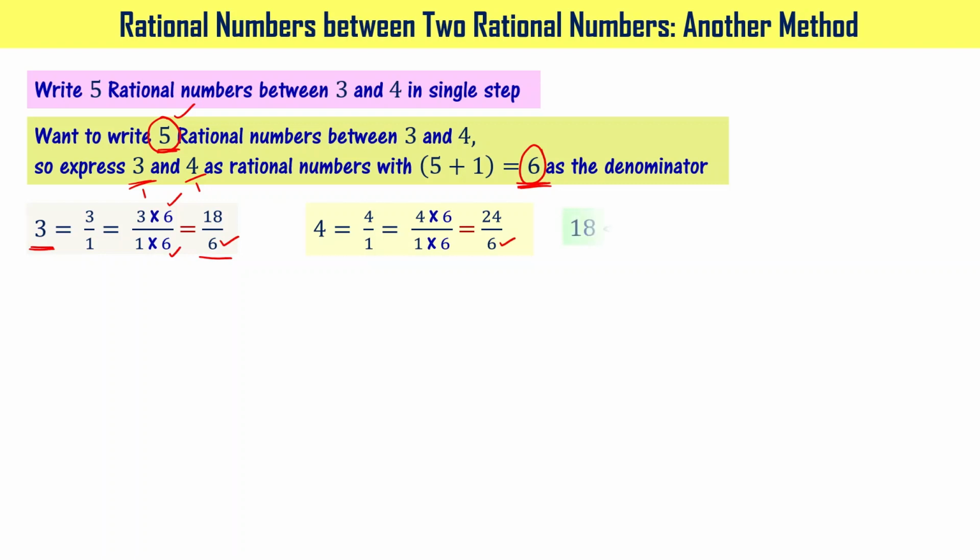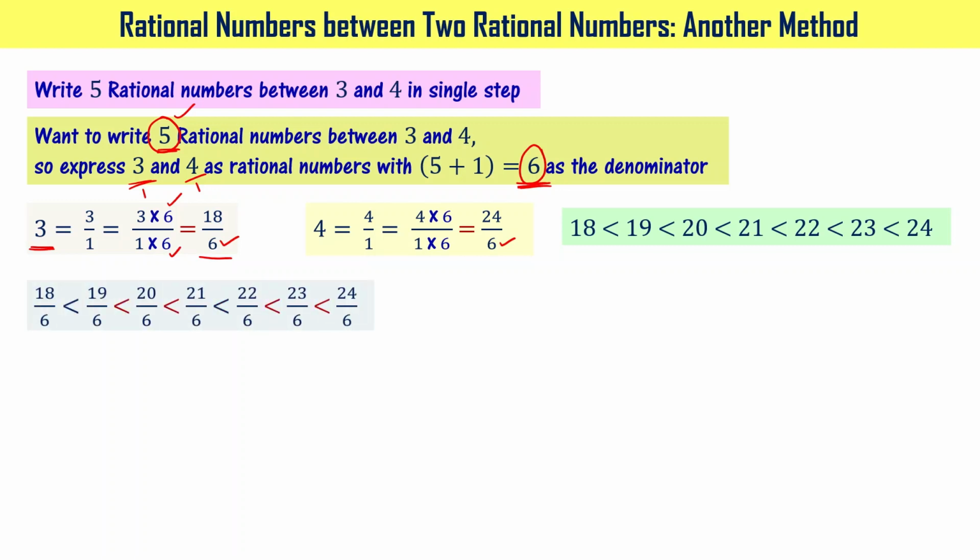Now look at this. I can write 18 less than 19, that is less than 20, less than 21, less than 22, less than 23, less than 24, right? Now divide every number with 6, so that I can write it as 18 by 6 is less than 19 by 6, that is less than 20 by 6, less than 21 by 6, less than 22 by 6, less than 23 by 6, that is less than 24 by 6. We know that 24 by 6 is equal to 4, right? And 18 by 6 is equal to 3.